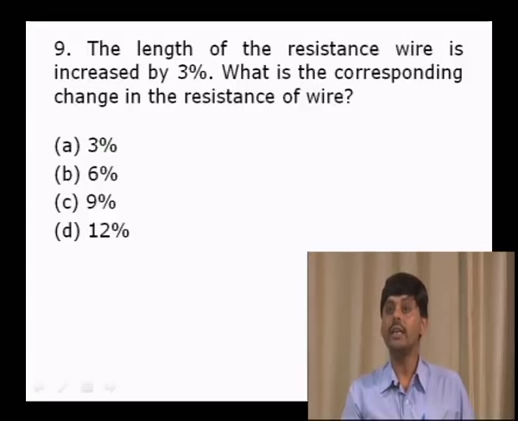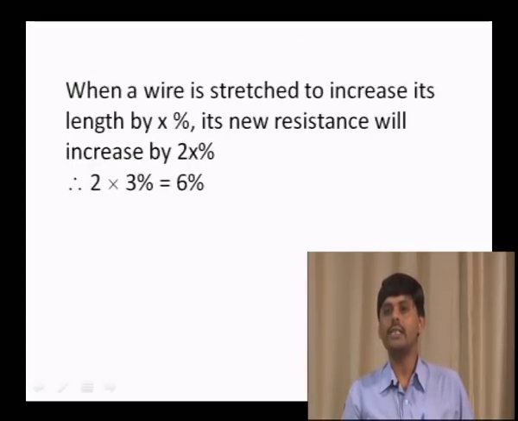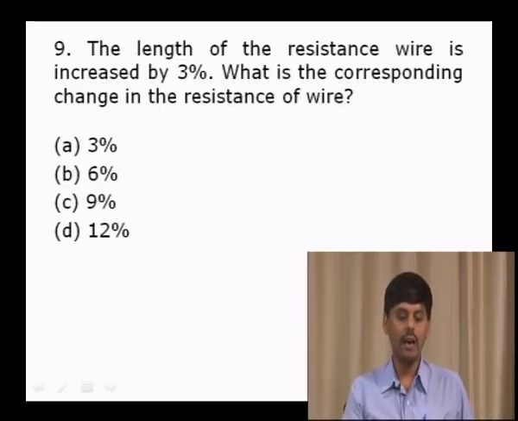Here they are going to increase the length by 3%. Say, for example, if x% of length is increased, its new resistance increases by 2x%. By taking the help of that concept, we can easily solve this question. That is, when a wire is stretched to increase its length by x%, its new resistance will increase by 2x%. Therefore, 2 into 3 is equal to 6%. Therefore, the correct option for this is B.